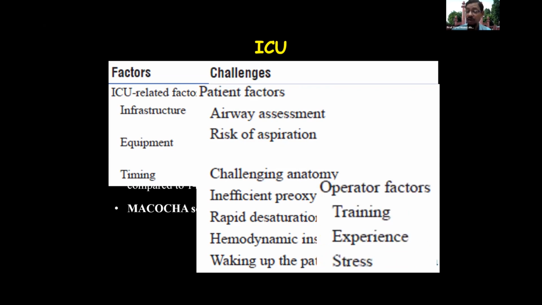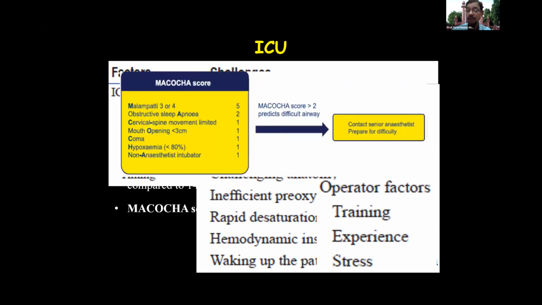And then there are the operator factors, which are training, as I said. Most intensive care units might not have an experienced airway manager. So training is there, experience of the person is again a problem, and stress. They're always under stress while managing these patients. So these are the problems which a patient, an intensivist or an airway manager can face.